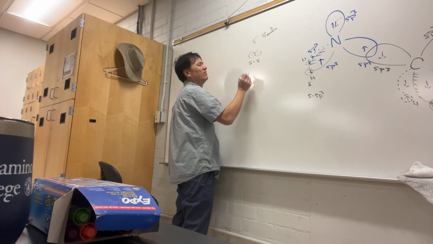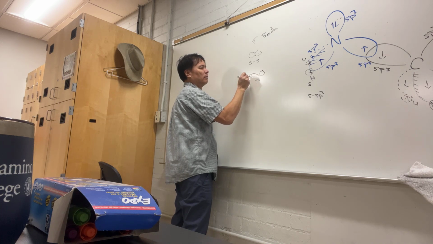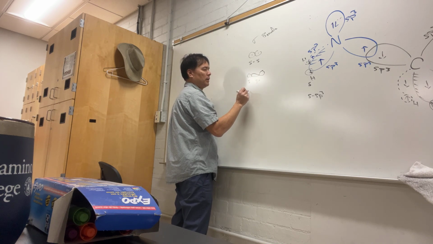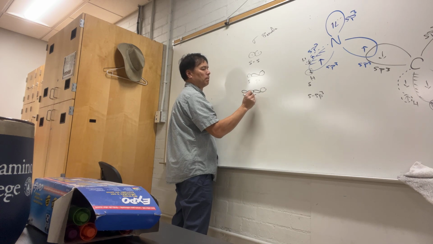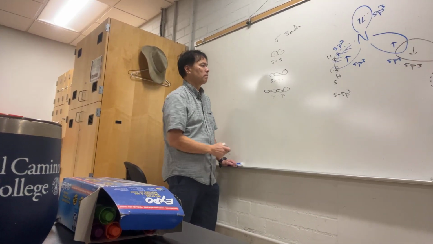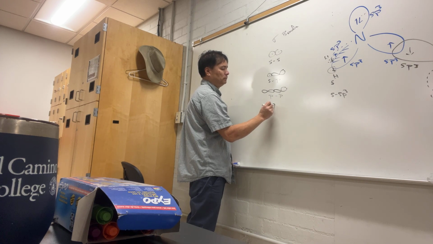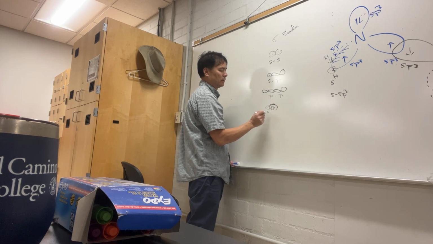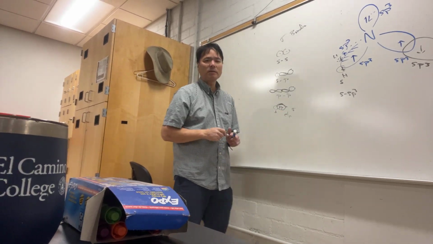This is an S-S sigma bond. This is an S-P sigma bond. This would be a PP sigma bond. This would be an SP, S sigma, etc. What all the sigma bonds have in common is you draw a line through the nuclei.